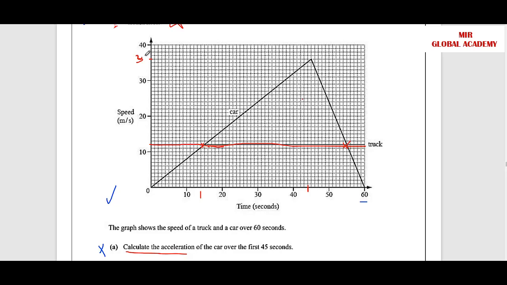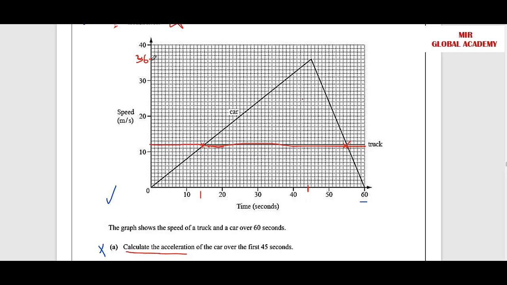Because there is a gap of 10, from 30 to 40, and this gap is divided by the 10 small boxes, 10 divided by 10 is 1. So one small box represents 1 meter per second. So there are 6 boxes here.